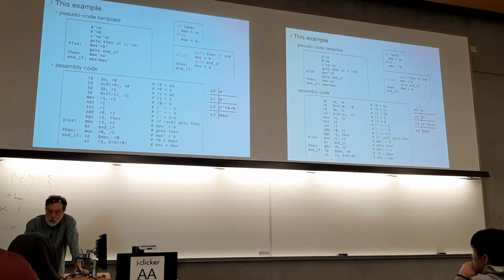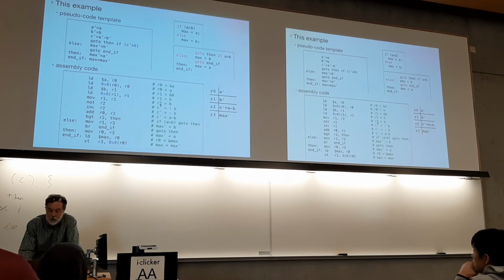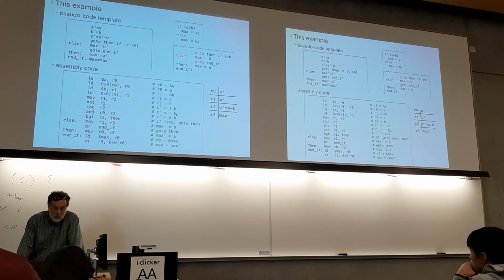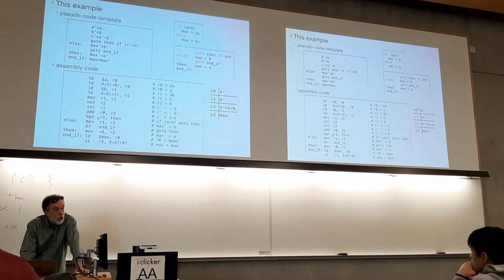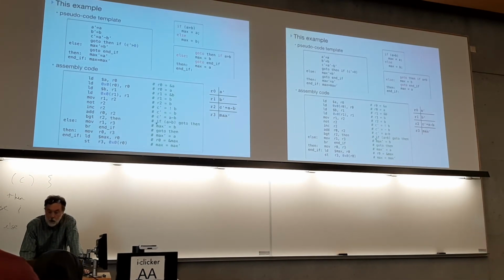And now I'm doing this calculation right here. So I'm going to copy B into register 2, and then I'm going to complement and increment B, which negates it. So now at this point, C prime is minus B, which I can see from the comments. And then I'm going to add A to C prime, A prime to C prime. So now C prime is A minus B. And then I say branch on greater R2 to then. So this is branch to then if R2 is greater than 0. So go to then if A is greater than B.